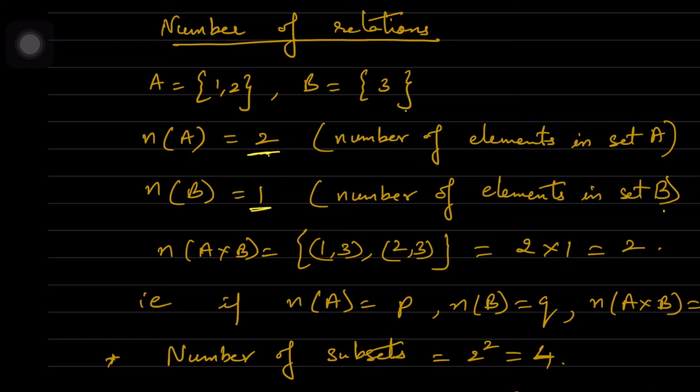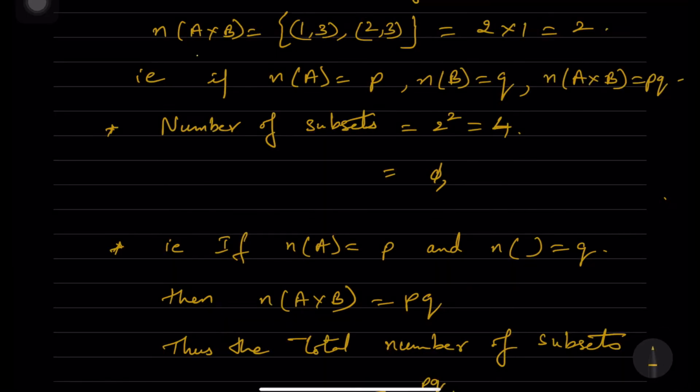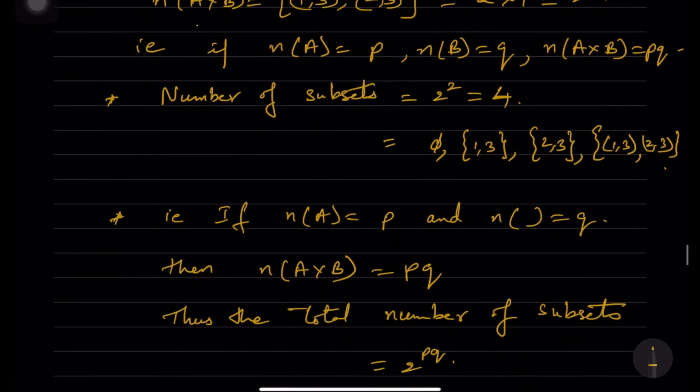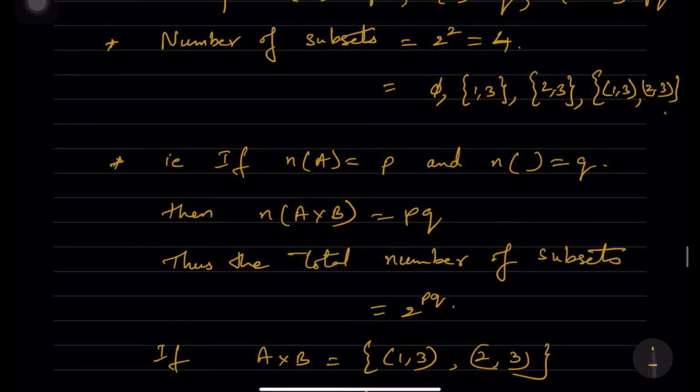So the number of subsets is equal to 2 square, which is equal to 4. Then you're getting (1, 3), (2, 3), and the set itself, that is {(1, 3), (2, 3)}. This set itself we are taking as one of the subsets, therefore it is equal to 2 square, which is 4. Now if n of A is equal to P and n of B is equal to Q, then n of A cross B is equal to PQ. Then the total number of subsets is equal to 2 to the power of PQ.